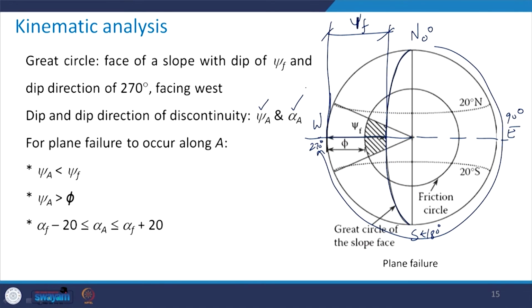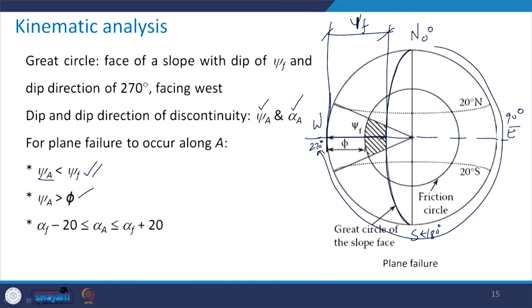As I discussed with you, for the plane failure to occur along the discontinuity A, three conditions have to be satisfied. What are those three conditions? That is, dip of this discontinuity must be less than dip of the slope face, which can be expressed like this, that is psi A is less than psi F. Then the dip of the discontinuity must be more than the friction angle, which is this.